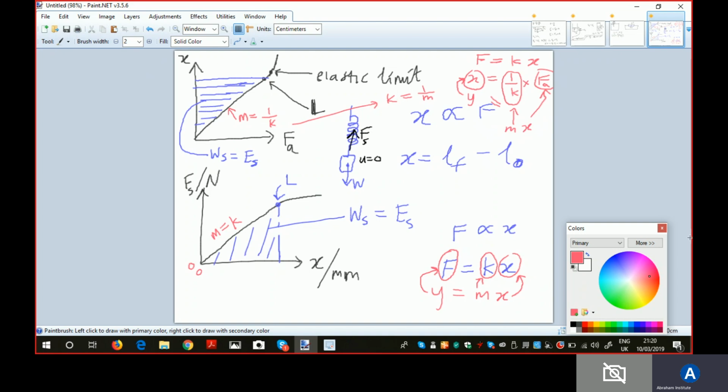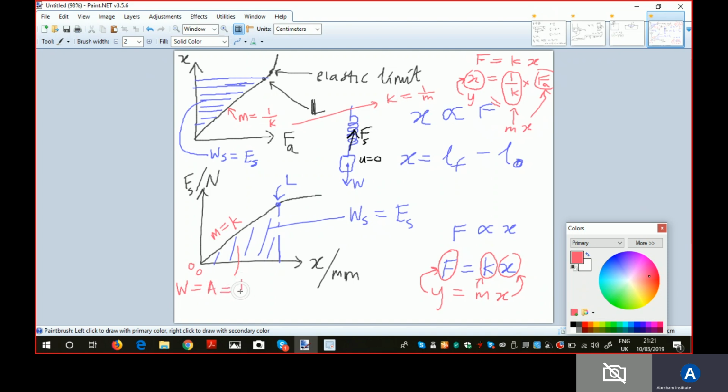Any questions? No, sir. Okay, then the other thing you have to know is the area. Now I told you this thing about the area earlier. The area under the force extension graph is the work done on the spring or the elastic strain energy, elastic potential energy in the material or in the spring. So this is a rectangle.